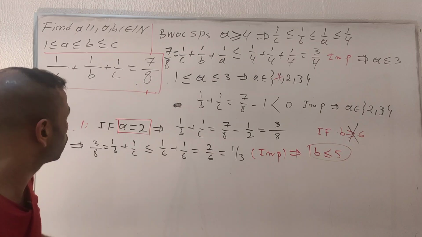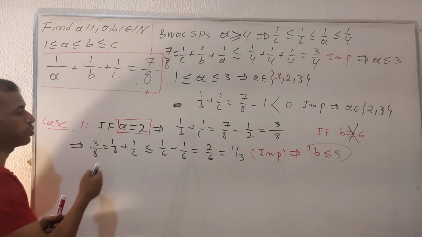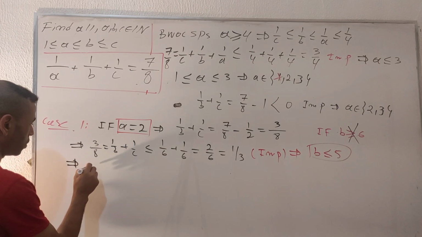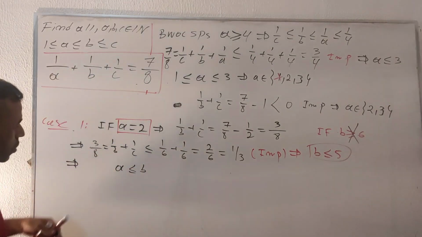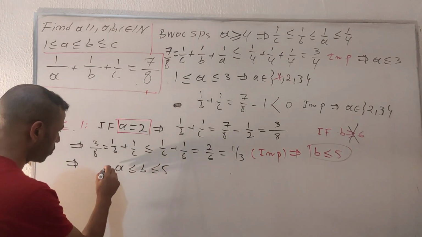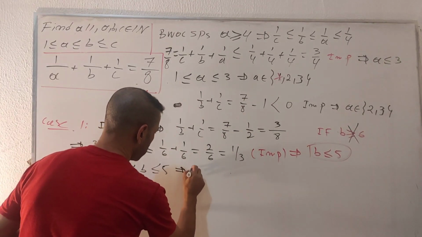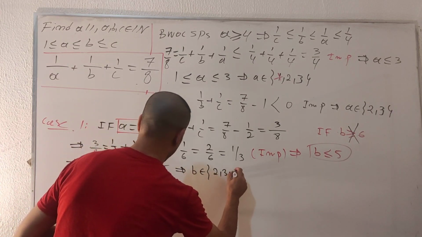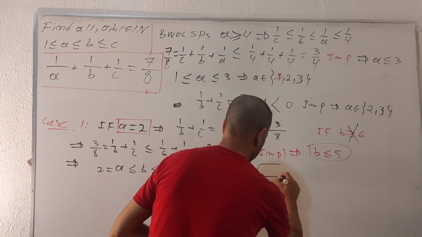On the other hand, we know B is superior to A. We already know A equals 2, which means B is going to be superior to 2, since A is inferior to B based on the given information that we have before. And B is inferior to 5. So already we know A equals 2, and this is telling us B is going to be in the set 2, 3, 4 and 5. Okay, so let's do this one this way.